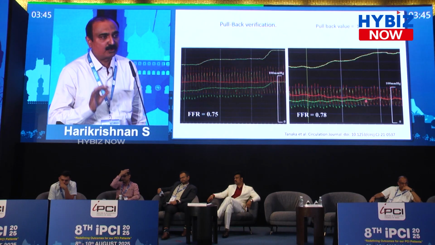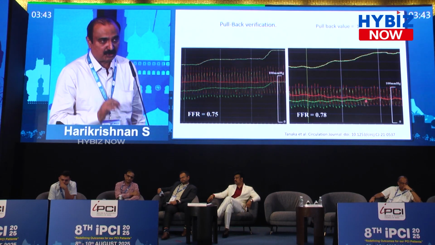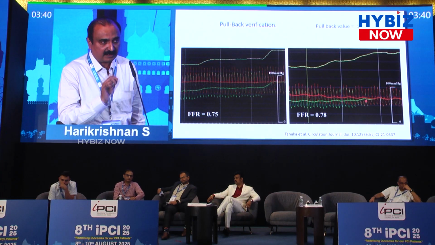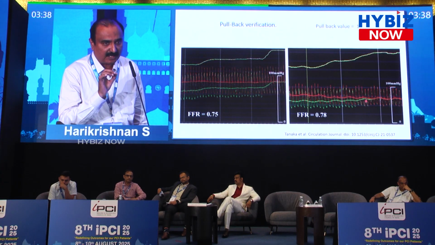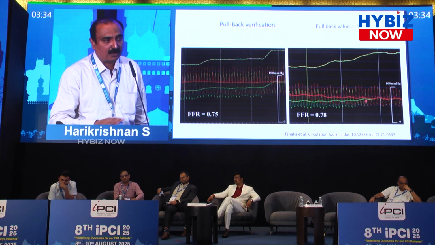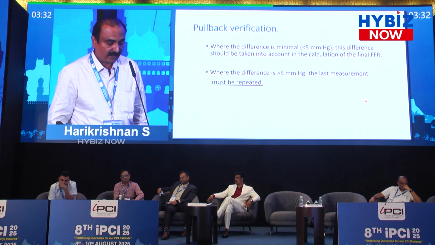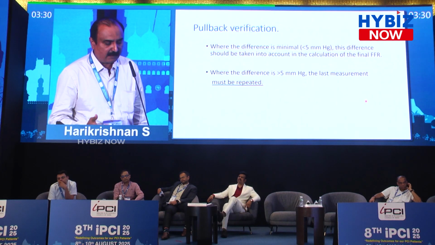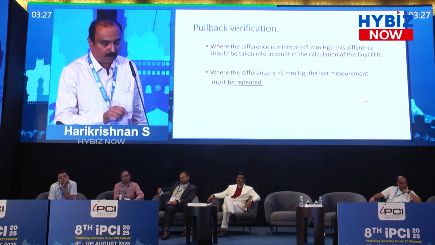So always do a pullback verification. Once you have done the FFR, pull back the wire to the point where you have equalized and make sure that the value is 1. If you have not done that, you have not done a correct FFR. The difference should be less than 5 millimeters, and that should be incorporated into the calculation.